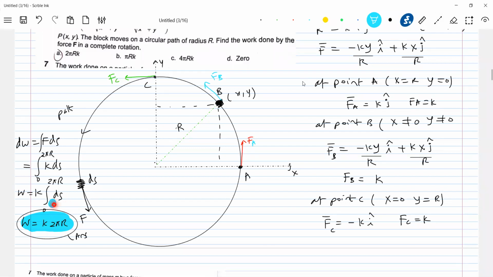Sir. Yes, I'm listening, sorry sir. Why did you take the limits from 0 to 2 pi r, sir? The force is constant and acting tangentially, so it will do work as I pull the block. Look at the question: find the work done by the force F in one complete rotation. For one complete rotation, what is the distance? 2 pi r.